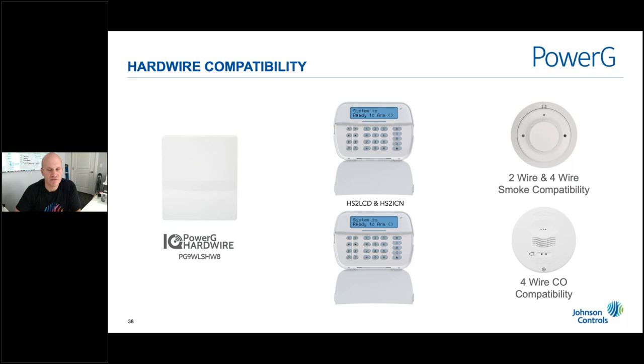Each module will take four zone expanders for a total of 40 zones per module. So that'll get you all the way up to 80 hardwired zones, plus all your keypads and your fire and all that kind of stuff as well. So really, really cool device. It's kind of taking off in all sorts of different ways.